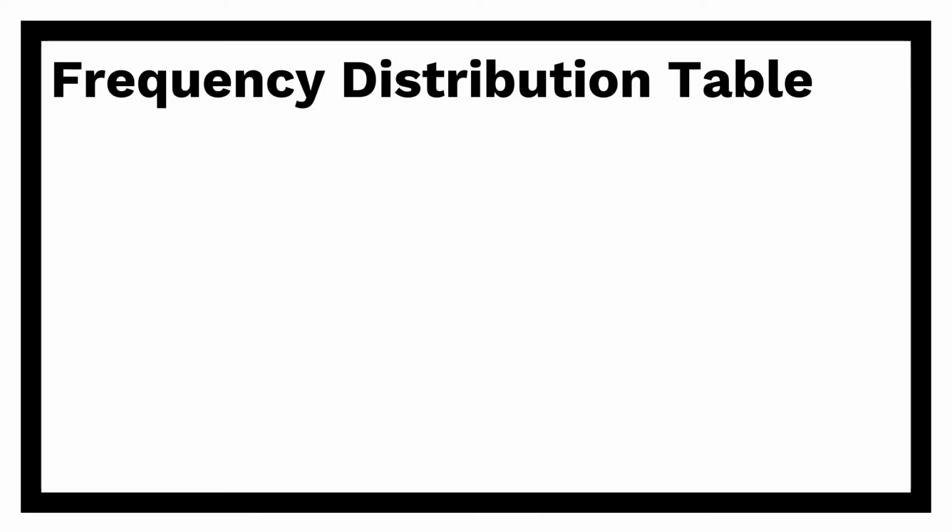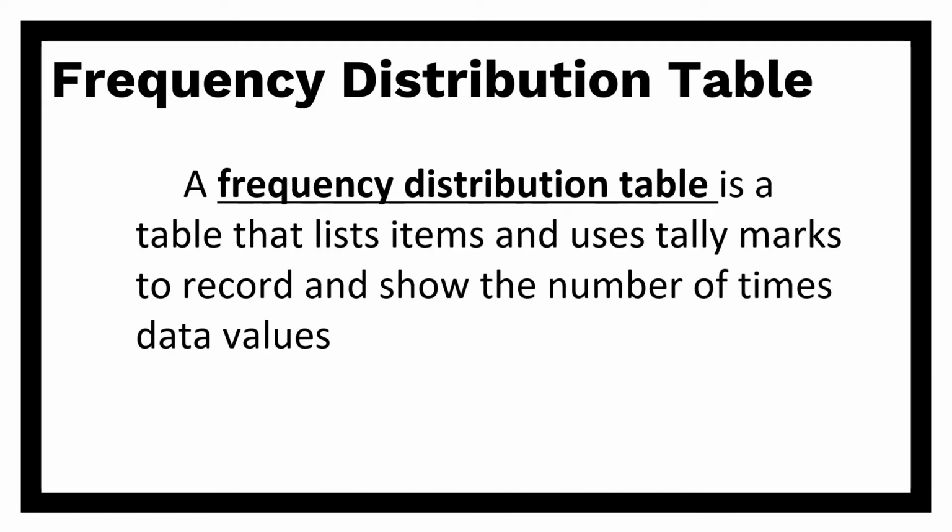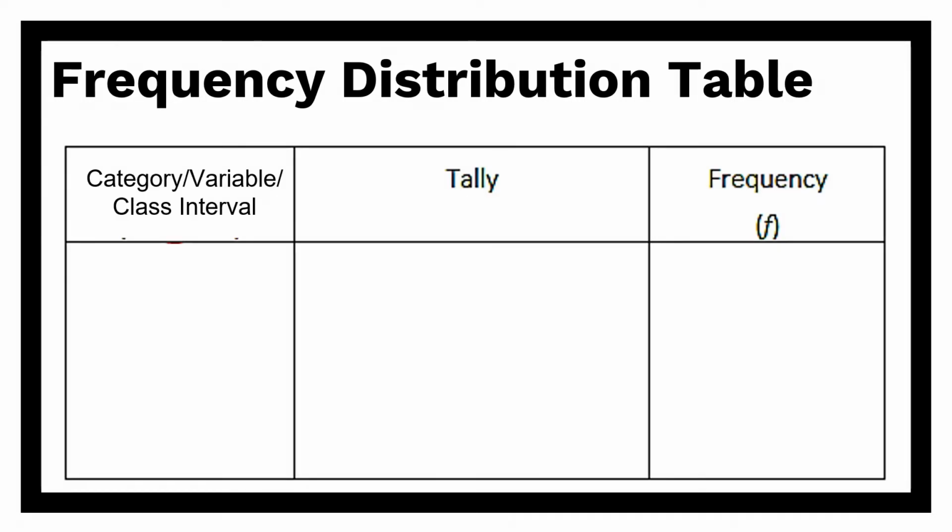Let's get to know frequency distribution table. A frequency distribution table is a table that lists items and uses tally marks to record and show the number of times data values appeared. Okay, so a frequency distribution table has 3 columns. This is an example, or an overview, of a frequency distribution table.